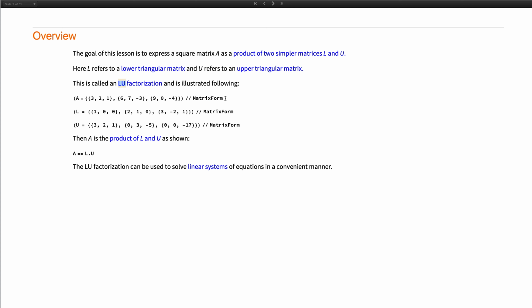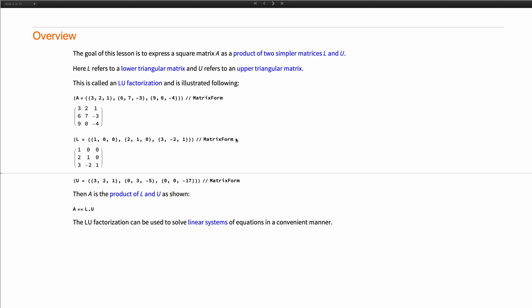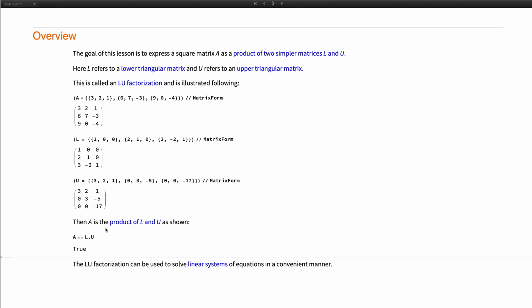And here's a simple example. So you have a matrix A, and I'm going to define two more matrices L and U. Notice that L has got zeros above the diagonal and U has got zeros below the diagonal. Now, it turns out that with these definitions, A is the product of L and U. So if we do L dot U, you do get back A. So that's the idea of an LU factorization, and this factorization can be used to solve linear systems of equations in a very convenient manner.